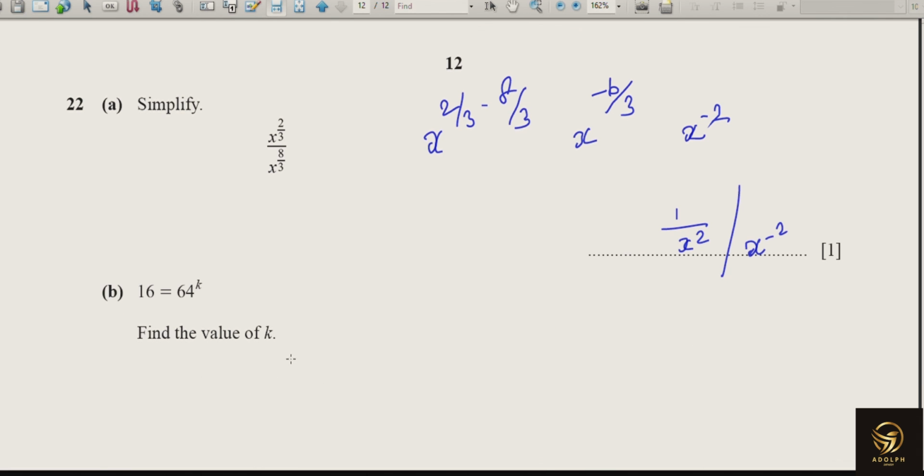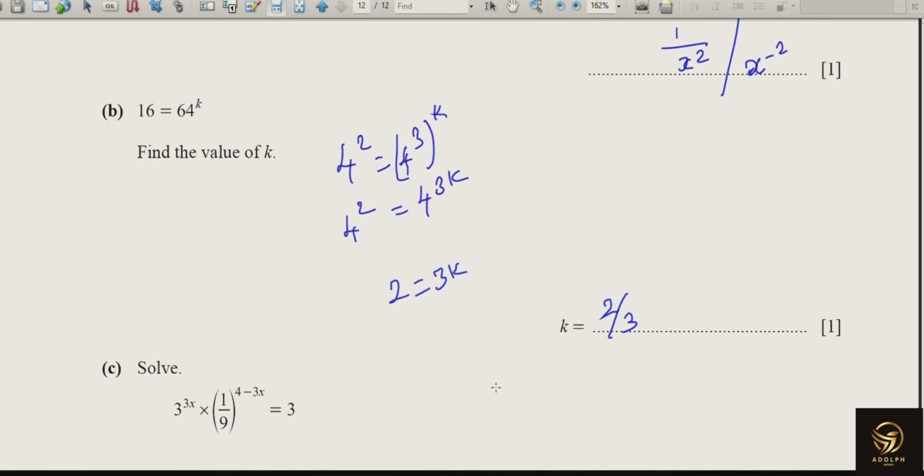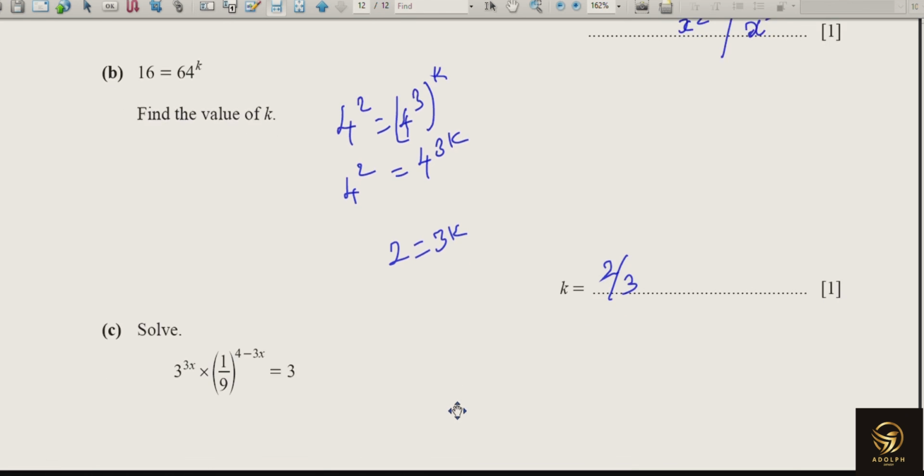Next, 16 equals 4 power k. Okay, so both are powers of 4. It is 4 power 2 equals 4 power 3 whole power k. So I can write this as 4 power 3k equals 4 power 2. I can compare the powers alone because the base is the same here. 2 equals 3k, so k is 2 by 3. That's it. They are giving 1 mark only because they are expecting us to understand the whole concept.